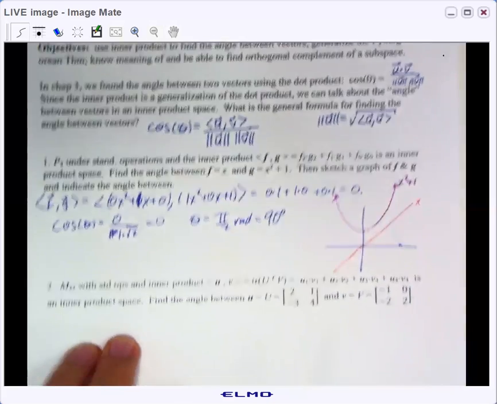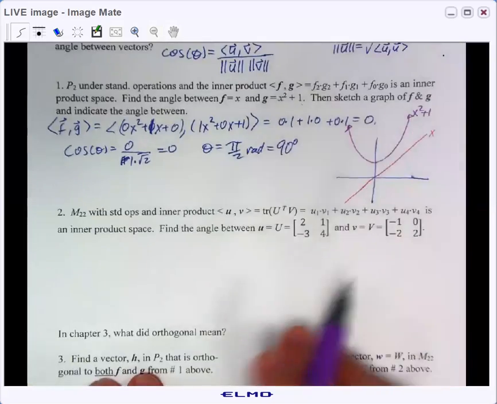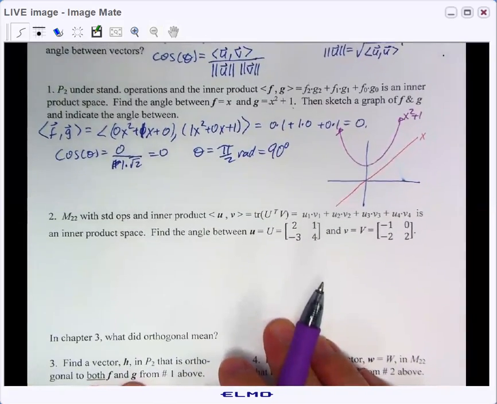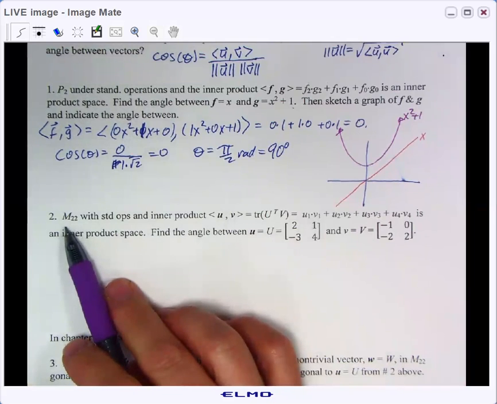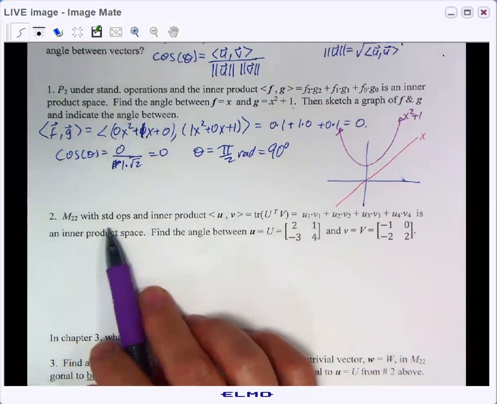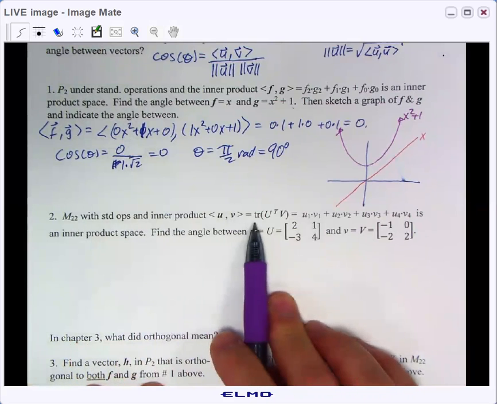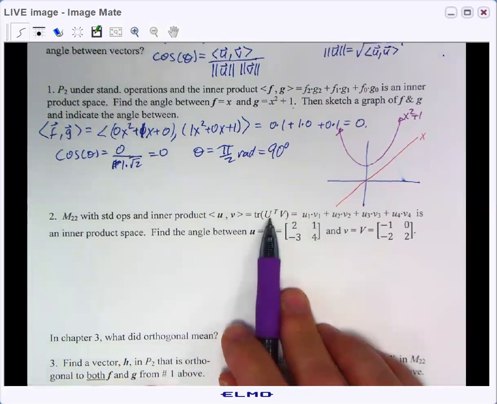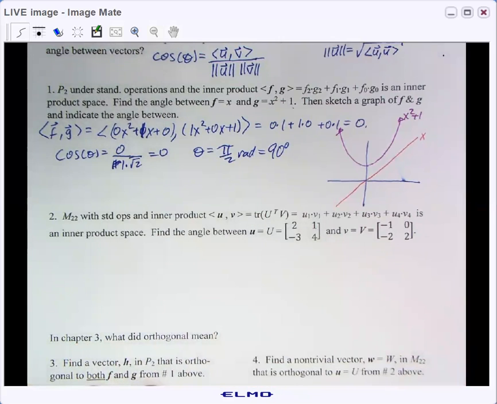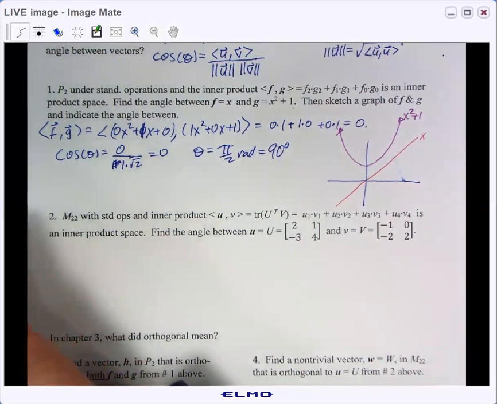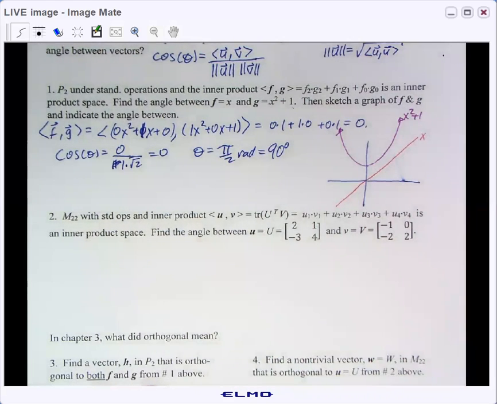Let's go ahead and have you try number 2 here. We'll play with a different vector space, in this case M22, matrices that are 2 by 2 with real entries and standard operations. And we'll use the inner product we showed last time, U transpose V, take the trace of that. So find the angle between these two vectors. I'll give you a minute to try that on your own, and then we'll come back and see how you did.